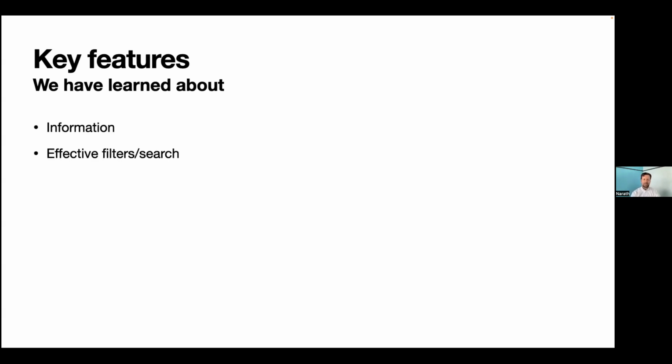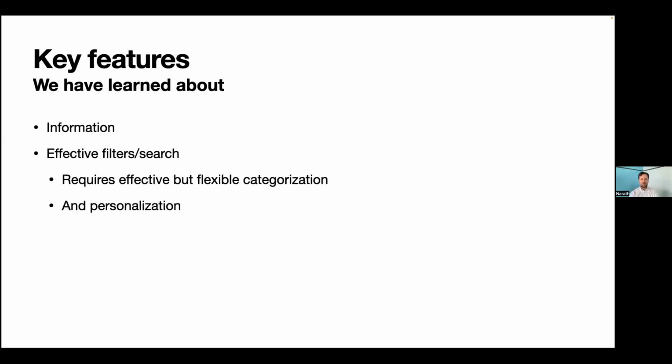this ability to effectively filter and search for that. And that requires effective but flexible characterization, and especially some way to characterize things related to not just what is the educational content of this, what department, role, subject, materials of this, but what learners specifically is this most relevant for. And then you need the ability to personalize these filters and search experiences.